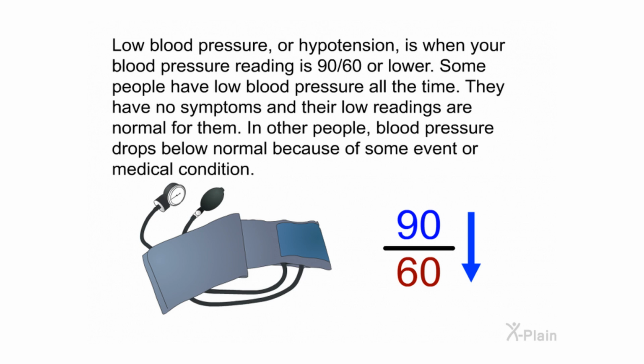Summary. Low blood pressure or hypotension is when your blood pressure reading is 90/60 or lower. Some people have low blood pressure all the time. They have no symptoms, and their low readings are normal for them. In other people, blood pressure drops below normal because of some event or medical condition.